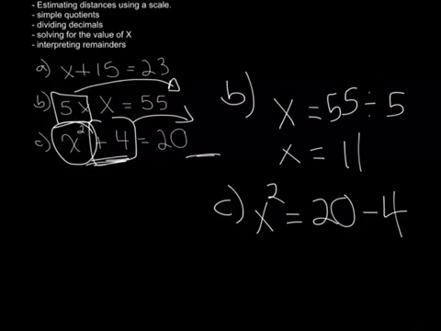Okay? So now, what's 20 minus 4? X squared equals 16. Well, what's a number that can multiply into itself, okay, that will give you 16? If you guessed X equals 4, you are correct.